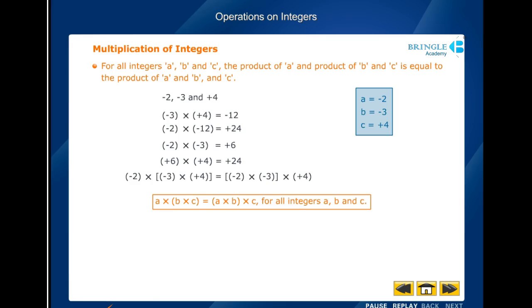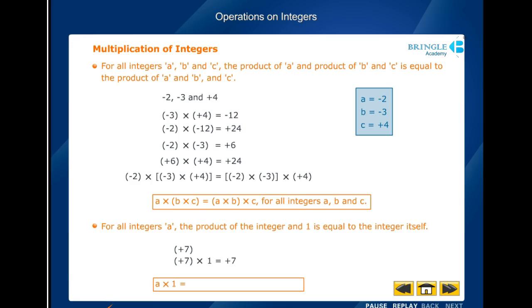For all integers a, the product of the integer and 1 is equal to the integer itself. Consider the integer plus 7. The product of plus 7 and 1 is equal to plus 7, which is the integer itself. Therefore, a into 1 is equal to 1 into a, that is equal to a for all integers a.